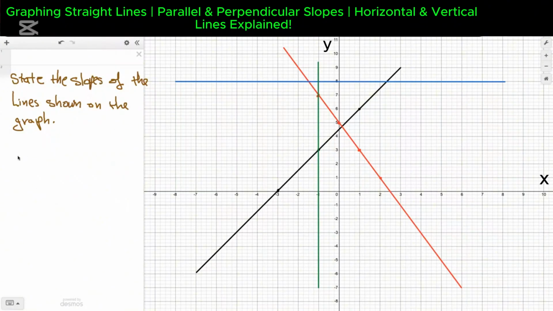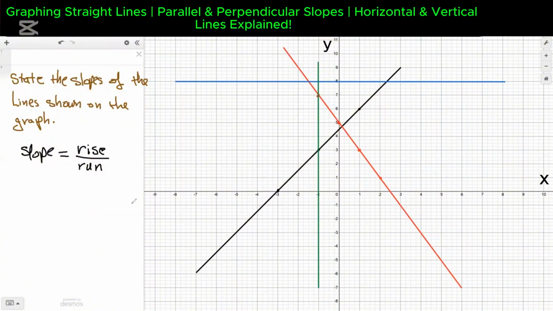And first of all, let's understand what a slope is. Slope always equals rise over run. So it's how fast the line is rising with respect to the run. So how do we figure out that? We just look at the graph.